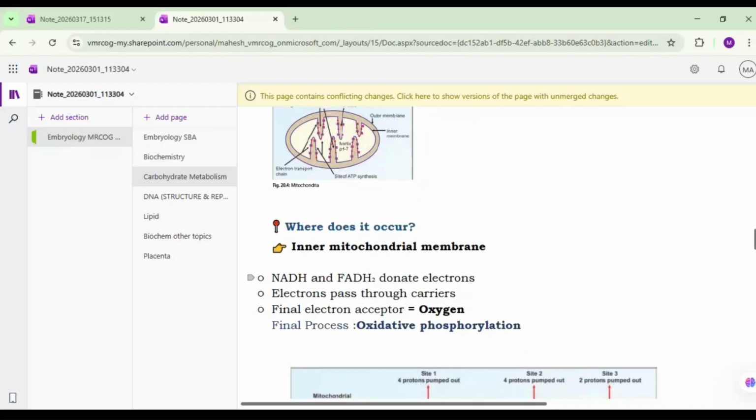NADH and FADH2 will donate the electrons. These electrons will pass through the carriers, and the final electron acceptor is oxygen. The final process is oxidative phosphorylation. So finally what happens is oxidative phosphorylation. Final electron acceptor is oxygen. NADH and FADH2 will donate the electrons. We have seen that 3 NADH and 1 FADH2 are formed in the Krebs cycle.